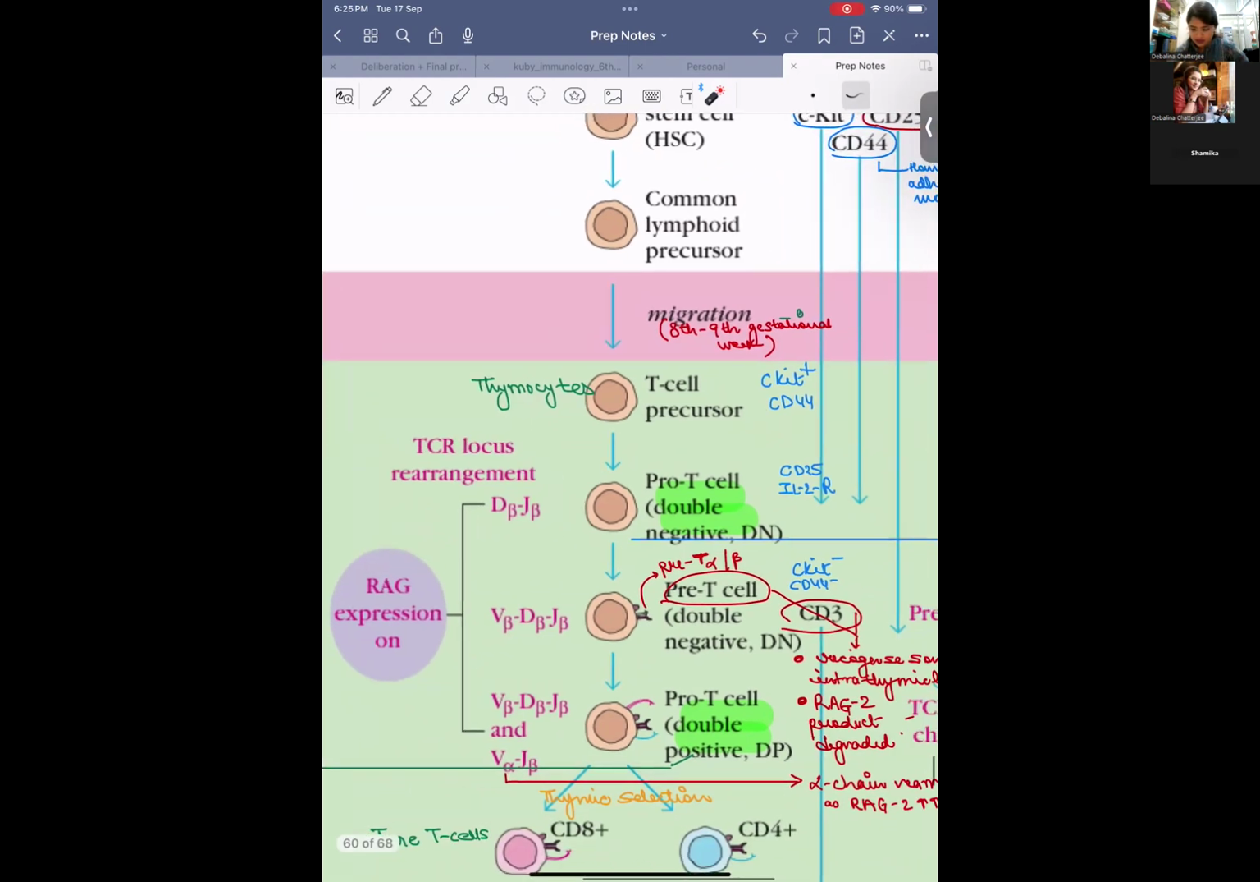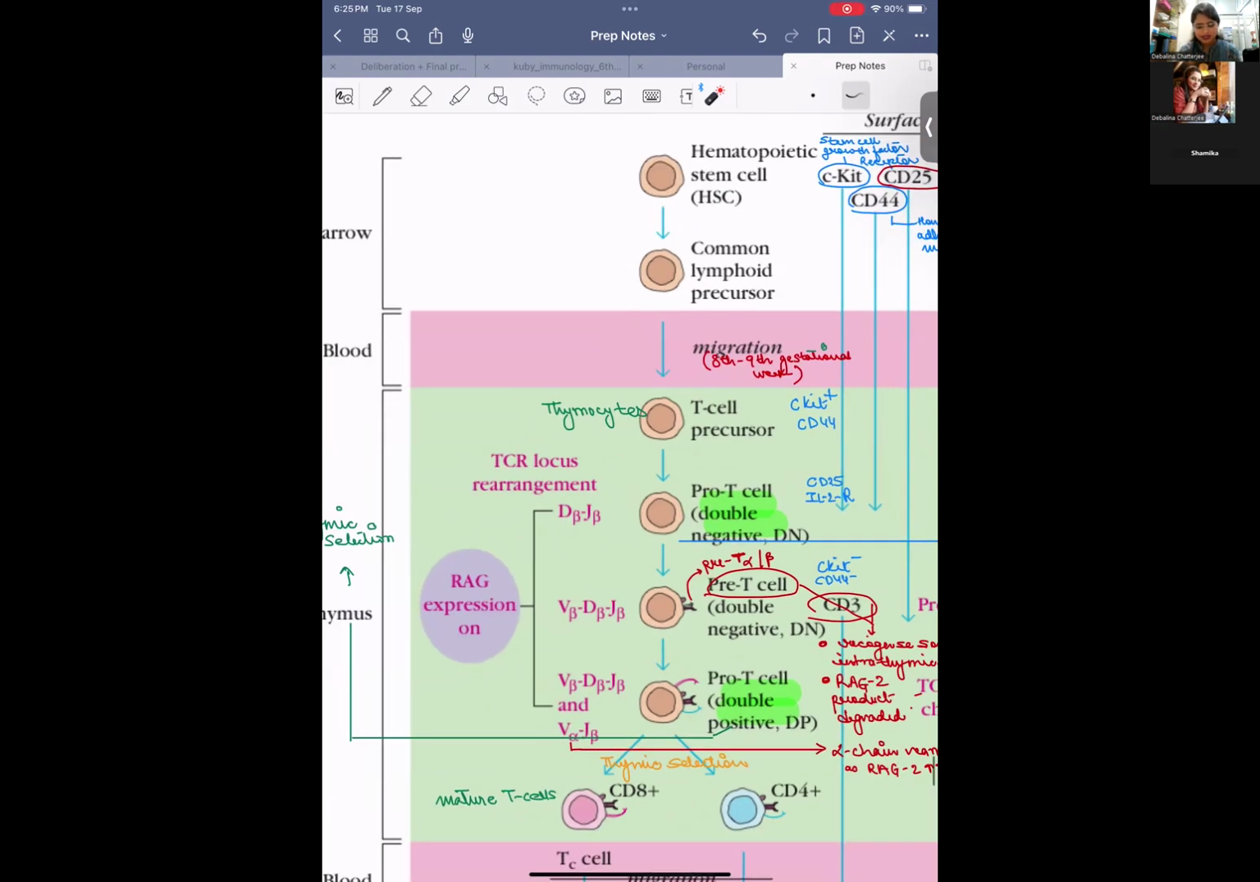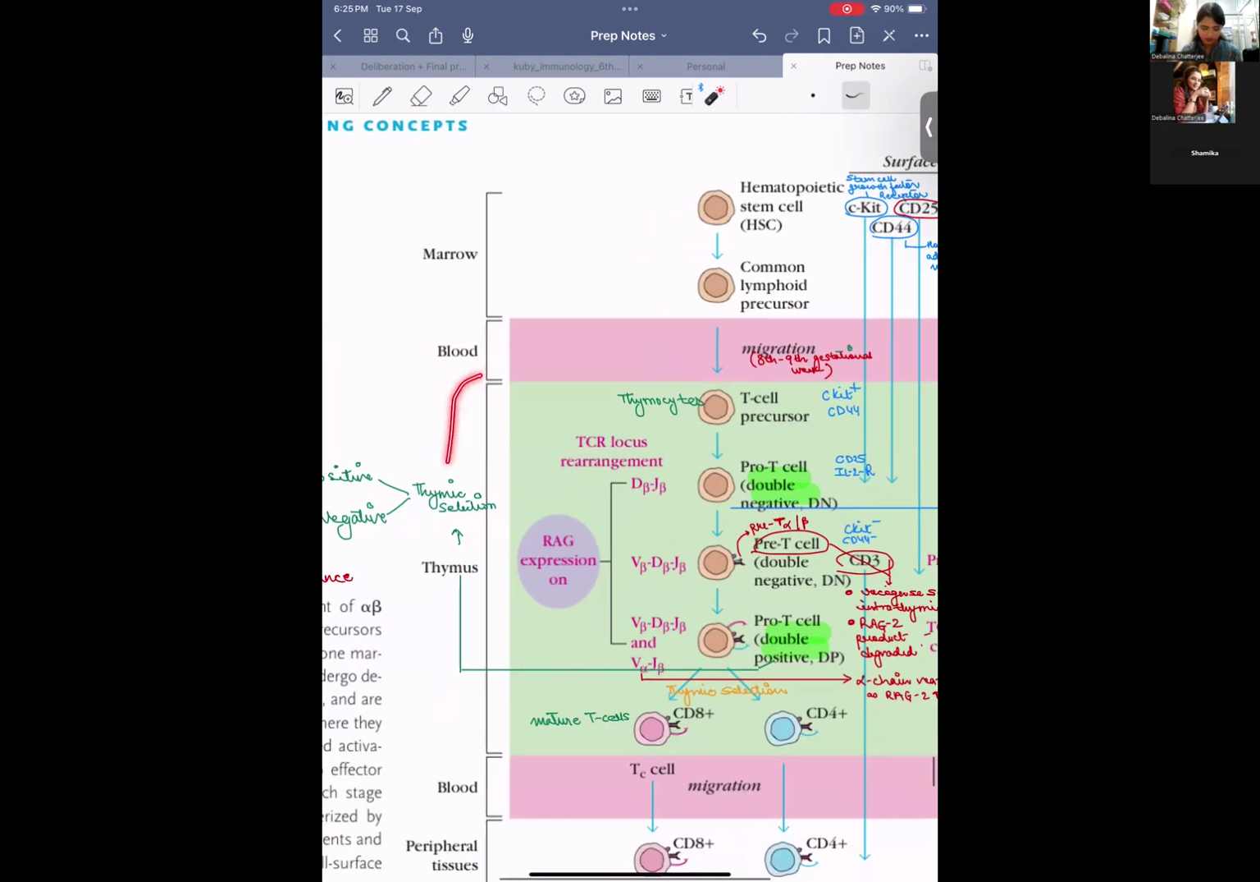All the reference points that you might encounter in today's class have mostly been discussed in the book in context of the mouse. So this is the 8th to 9th week of gestation in the mouse, right? By this week, it migrates inside of the thymus and the rest of the processes occur. From this lymphoid precursor cell to formation of the mature T cells, all of this, if you see, is taking place inside of the thymus.